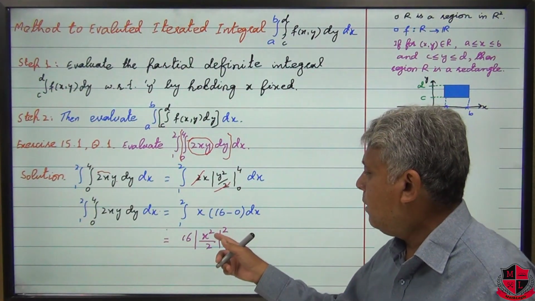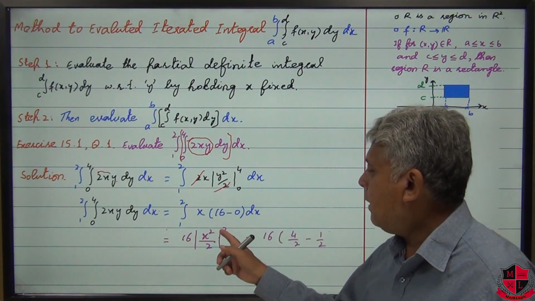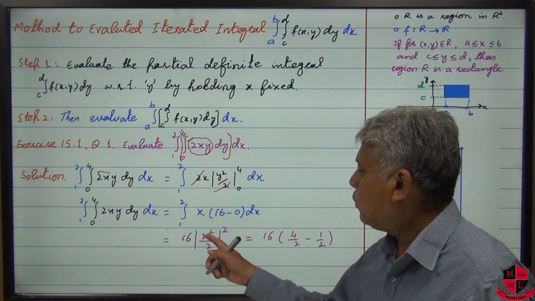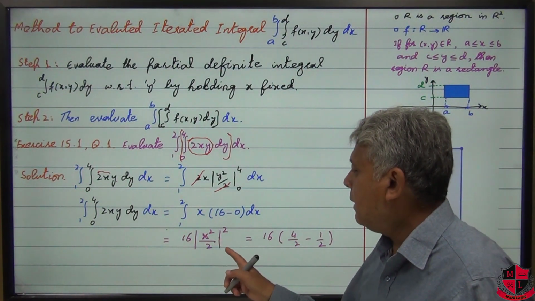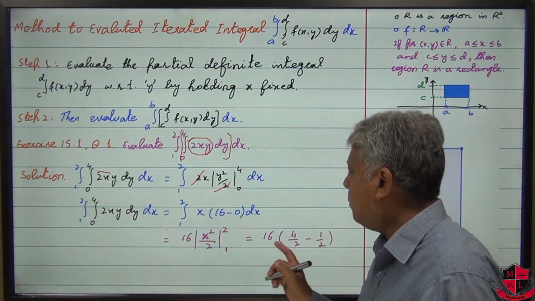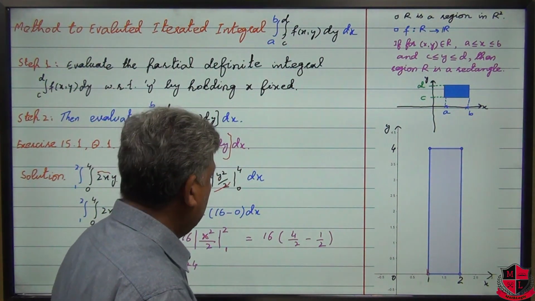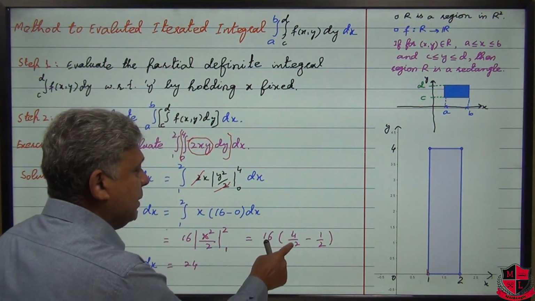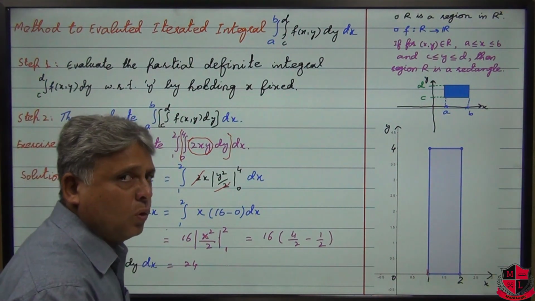Now we shall evaluate these limits of integration. When x is replaced by 2, square of 2 is 4, 4 by 2, and when x is replaced by 1, 1 square is 1, so 1 by 2. When 1 by 2 is subtracted from 4 by 2, the answer is 3 by 2, and on multiplication we get 24.